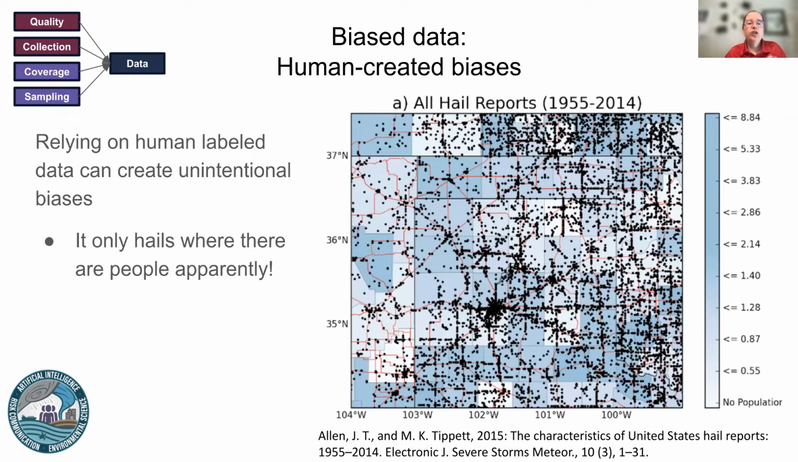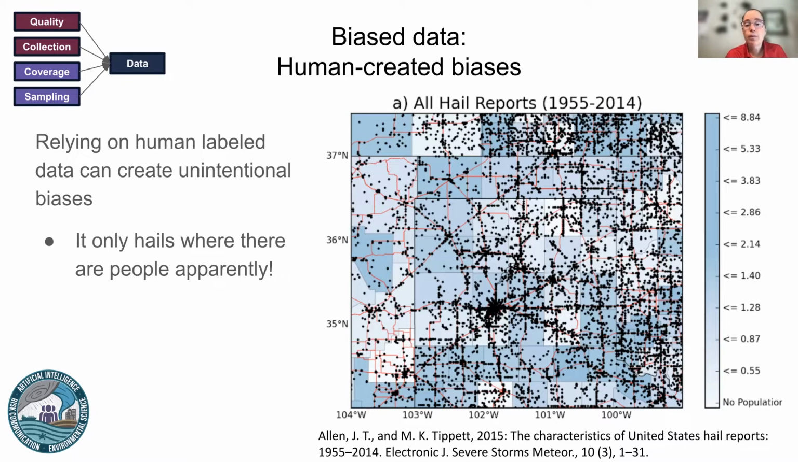So humans create biases all the time. This is a picture of hail reports from 1955 to 2014 from a John Allen paper. And what's fascinating about this is if you put it on top of the road network, you might notice that it apparently only hails along roads. This is a little bit fascinating. I'm pretty sure that hail is actually more of a uniform sampling distribution across the storm, where the hail core is. Not that it in fact just hails where people live along the roads and in the cities.